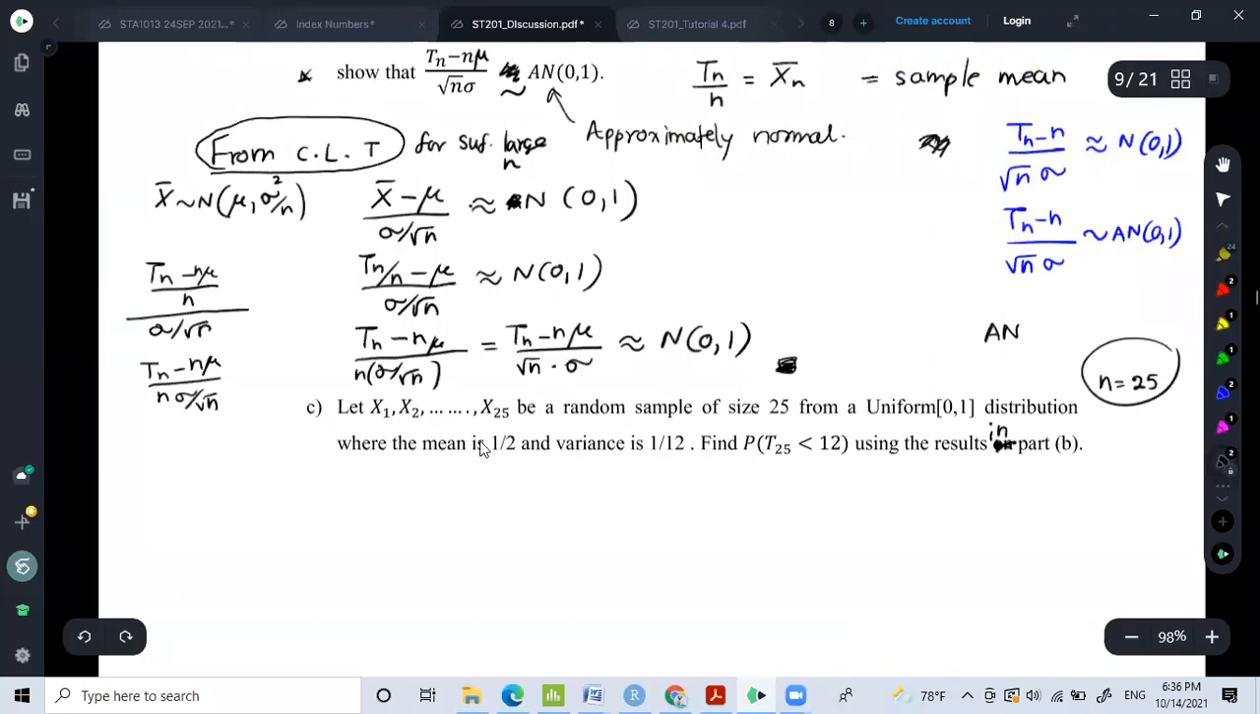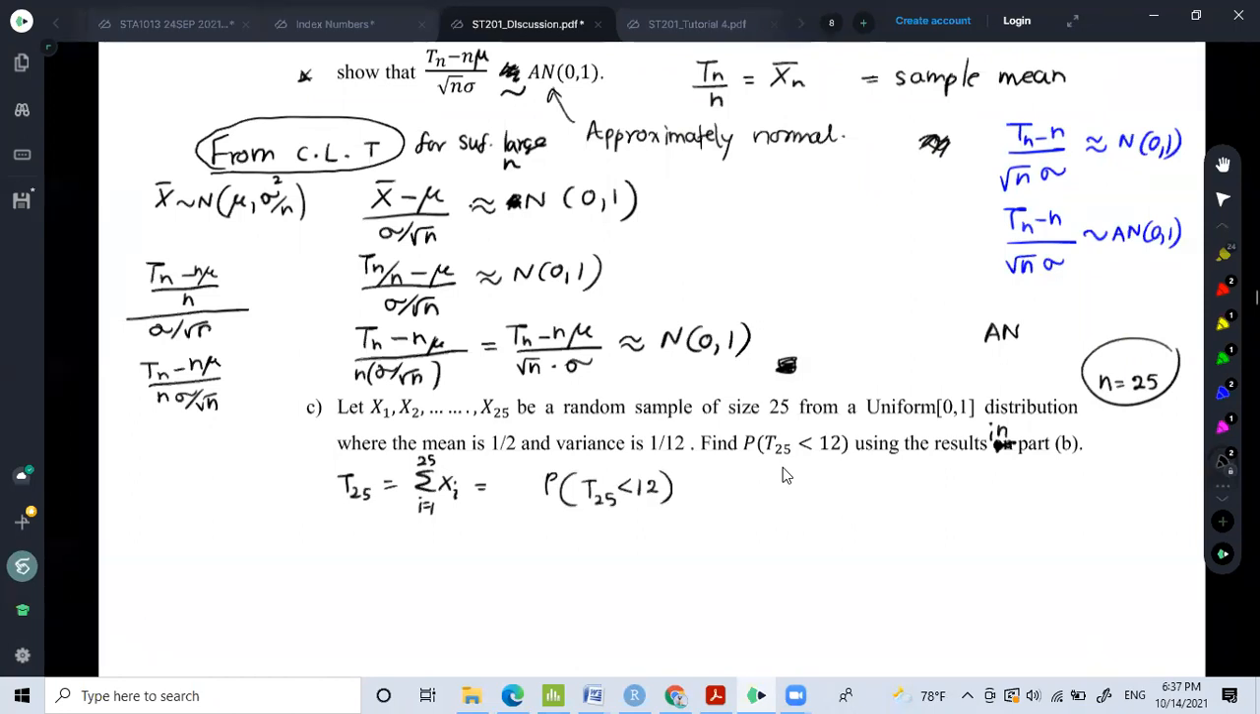Now what do you have? You have IID, that means independent and identically distributed. What is the distribution? Uniform from 0 to 1. You have a sample of 25. You know the mean and the variance. So this sample came from a uniform distribution. You want to find the probability T25 less than 12. So what is T25? The sum of these xi's, i going from 1 to 25. So you have to find the probability that this T25 is less than 12. So how do you proceed?